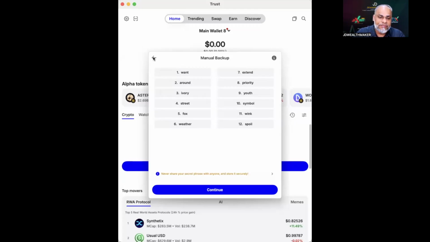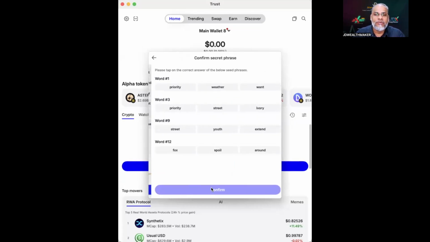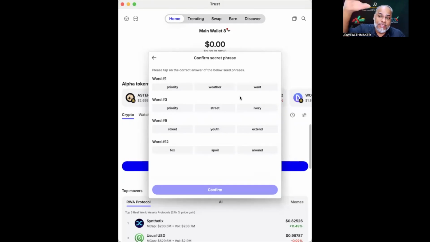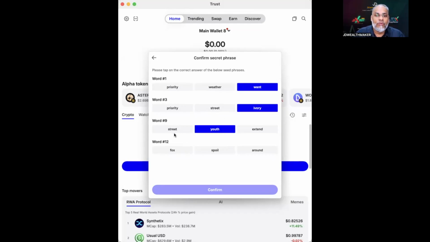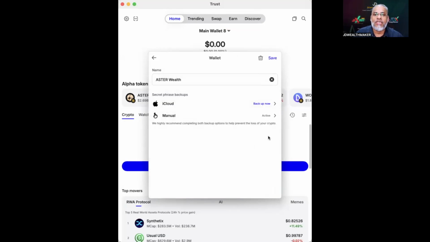Maybe let me just do that so that you guys have the detail here. So you tap continue, and then you see that it will now ask you to answer a question. What is word number 1? Just now, make sure you write it down, 1, 2, 3, 4, all the way to 12. Thereafter, they will ask you to match that. So I want to select word number 3, word number 9, and word number 12. All right, and I confirm. Once you have confirmed, make sure to save. Click save.